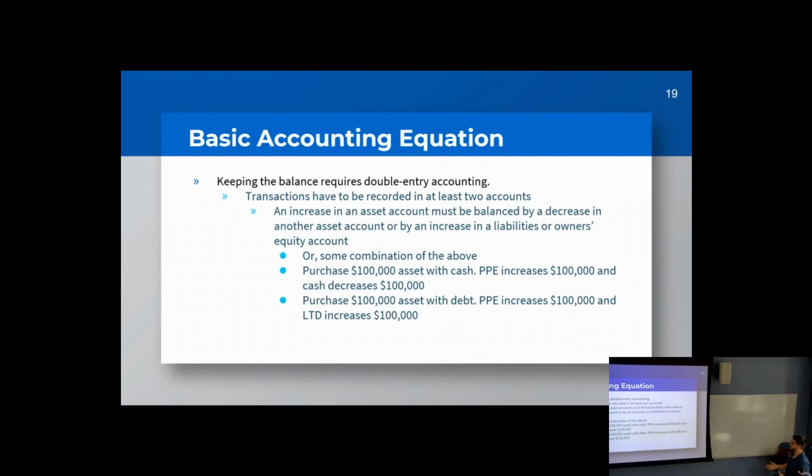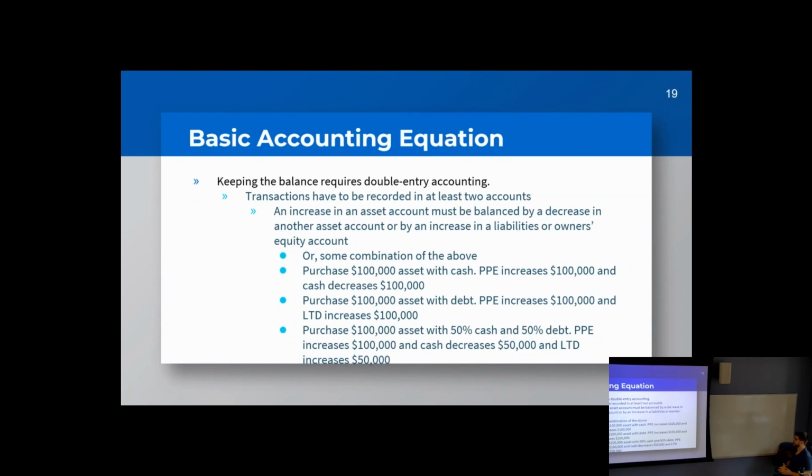If we funded it with debt instead, property, plant, and equipment is still increasing by $100,000, but now our liabilities are increasing by $100,000. So our balance sheet has grown. We had cash come into the company. It was parked within property, plant, and equipment. Or like I mentioned, some balance. Or if you make this $100,000 purchase 50% with cash, 50% with debt, now the balance sheet has only grown $50,000. Our debt increases by $50,000, but our cash is going to be decreasing by $50,000.